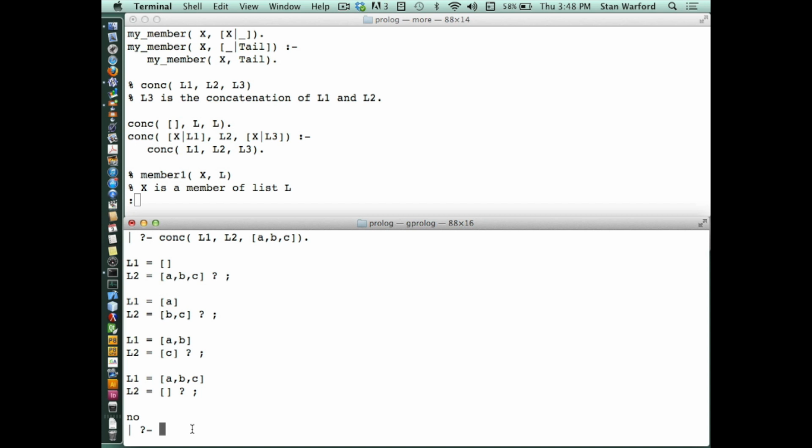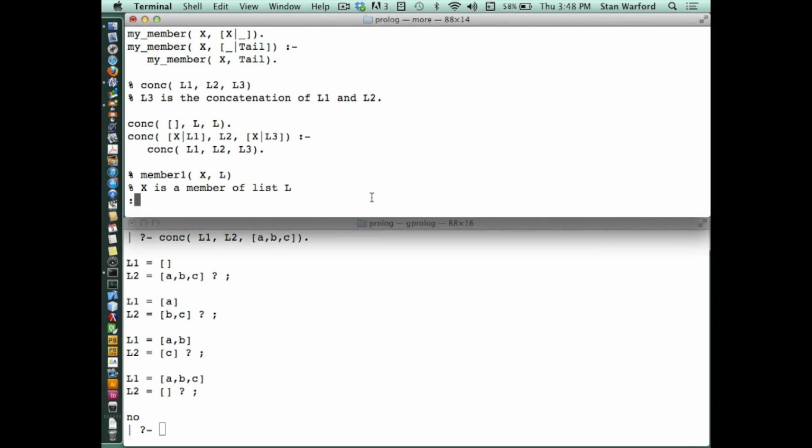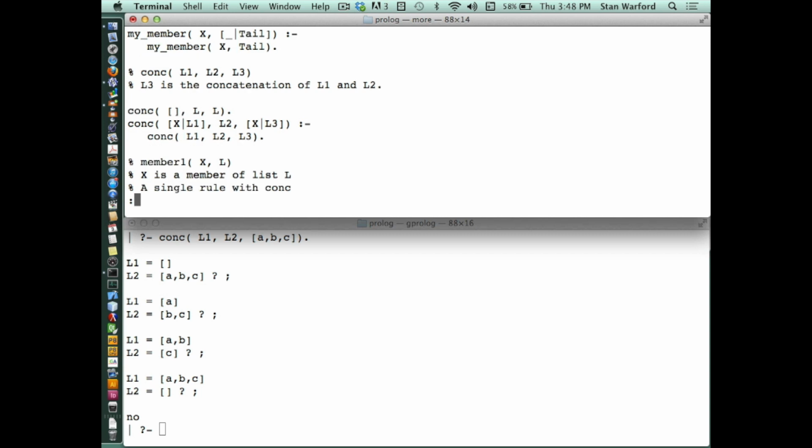Wait, why are we doing member1? That's a good question. Why am I doing my member? Because we did my member, didn't we? I don't know the answer to that question right offhand. Let's scroll down and reveal what the deal is. Oh, this is why we're doing member1. Because now I remember. Because now we can write member with a single rule with conc.